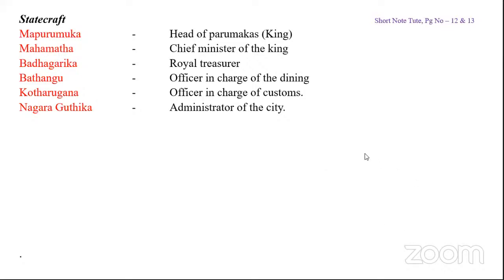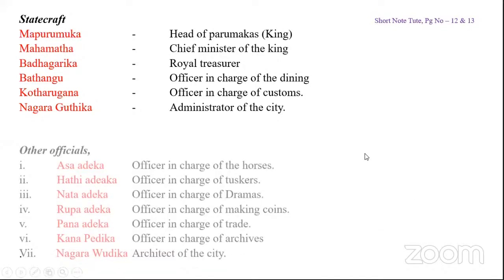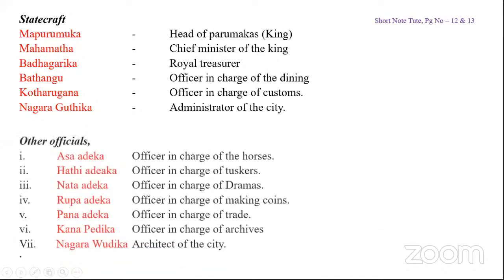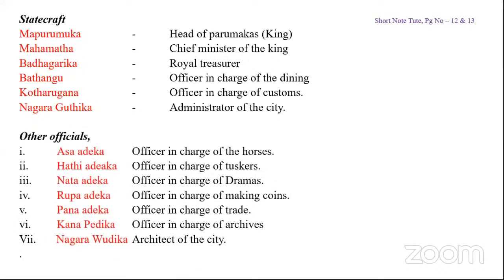Okay, right? So then other officials. Asadeka means officer in charge of the horses. Hatyadeka means officer in charge of the elephants in the palace. Natadeka, officer in charge of dramas. Rupadeka was the officer in charge of making coins. Panadeka, officer in charge of trade. Kanapedika, officer in charge of archives. Nagarabudika, architect of the city. So you should know these things for the MCQs and short questions.